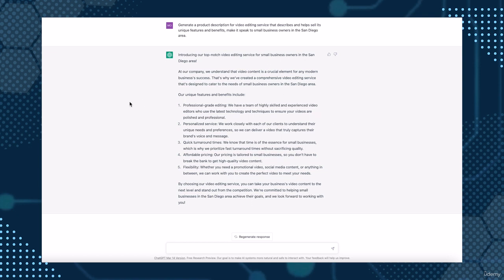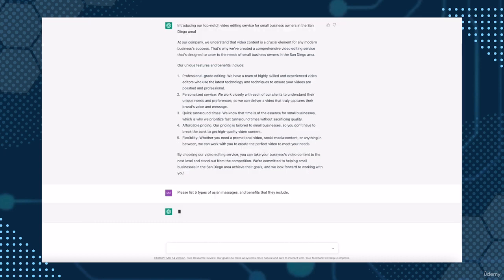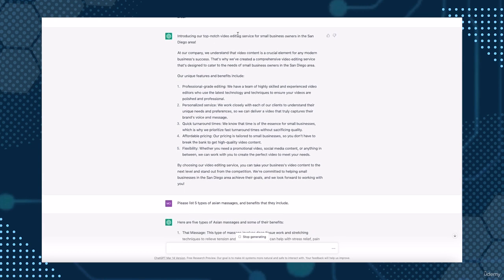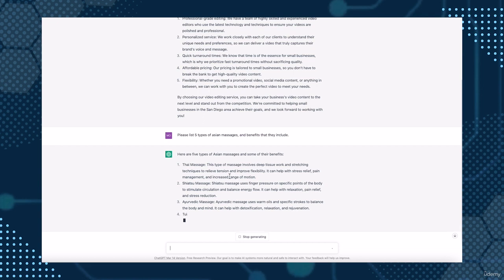Now, let's go back and look at this. Since our example is easy, I want to go more in depth and show you what it would be like if you had a more targeted and niche example. So we're going to use the example of a massage. So I'm going to prompt it to list 5 types of Asian massages and benefits that they include. This way, when we're doing a massage service description, then we can have something to put in there.